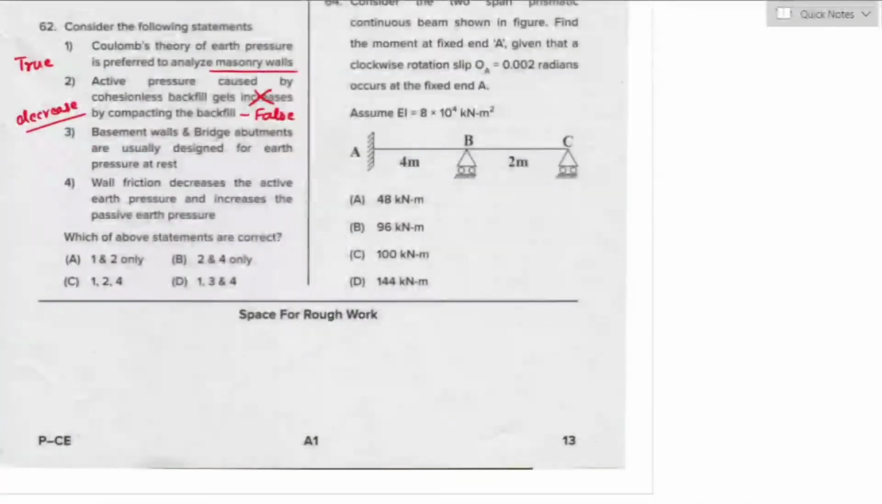Statement number 3. Basement walls and bridge abutments are usually designed for earth pressure at rest. This statement is true. Statement number 4. Wall friction decreases the active earth pressure and increases the passive earth pressure. This statement is true. Out of these given statements, the correct statements are 1, 3 and 4. So the right answer is option D.